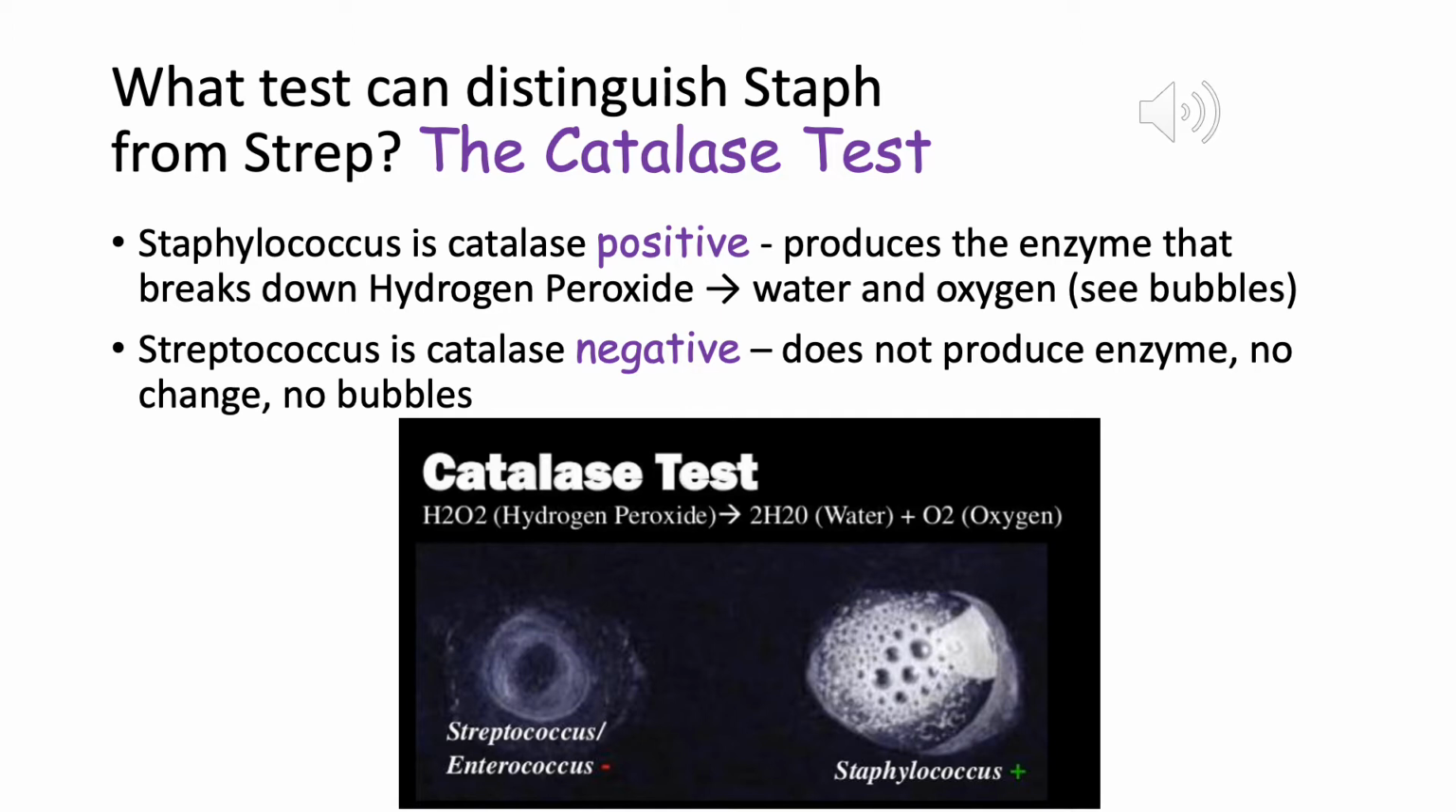You see that in everyday life when you use hydrogen peroxide on a cut on your skin. You see that bubbling because there's staph epidermidis on your skin. On the other hand, Streptococcus is catalase negative. It doesn't produce the enzyme, so there's no change and no bubbles.